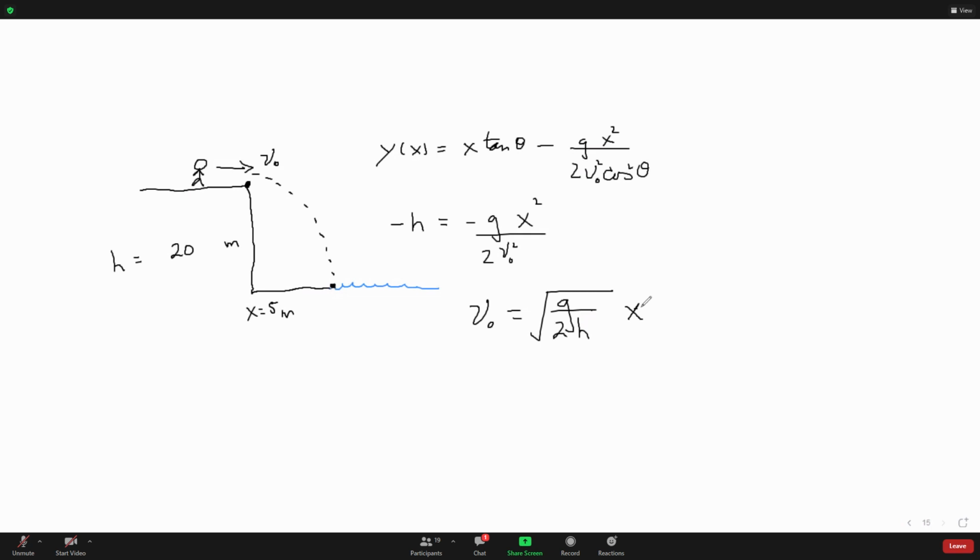Okay, does everyone see how to use the equation of the path to solve this problem? Now you could use the kinematic equations directly, the time parameter equations, but then you have to figure out the times. You'd have to figure out how long it takes to fall, and then what speed he has to go at in order to go at least 5 meters in that time. It's much easier to use the equation of the path.